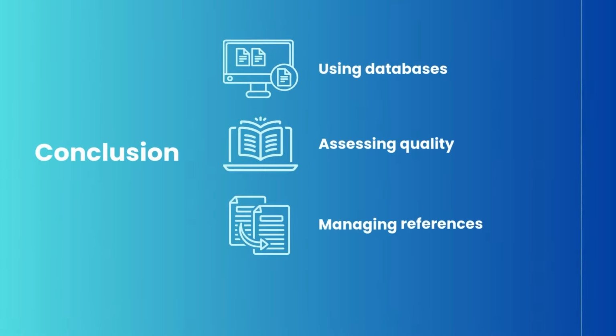Let's recap. Today, we explored how to use specialized databases like Google Scholar, JSTOR, and PubMed to find academic content. We also discussed how to assess the quality of publications using criteria like source authority, peer review, and journal reputation, and learned how to use reference management tools like Zotero to organize and cite your research. By mastering these skills, you'll be well prepared for academic research, making your study process more effective and efficient.